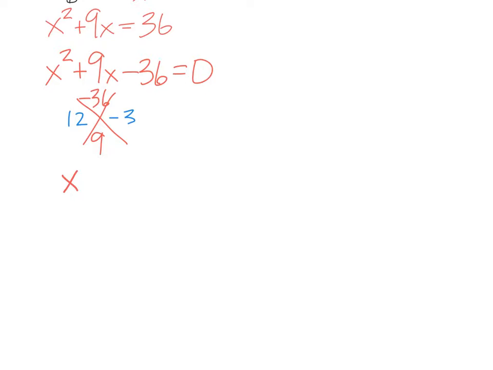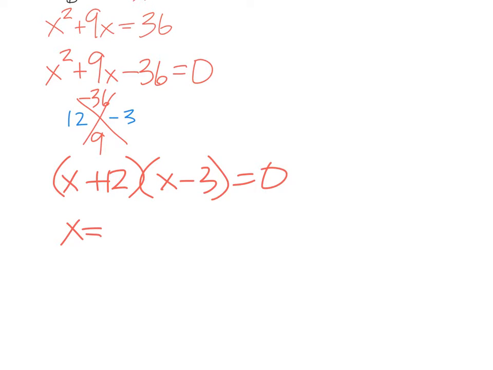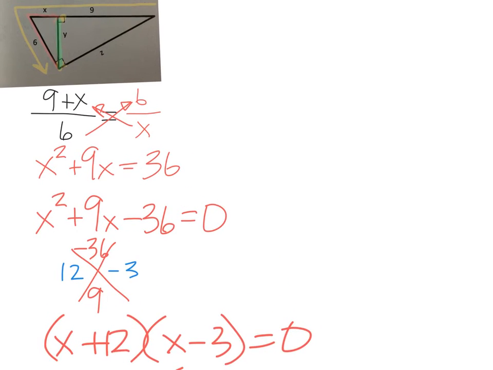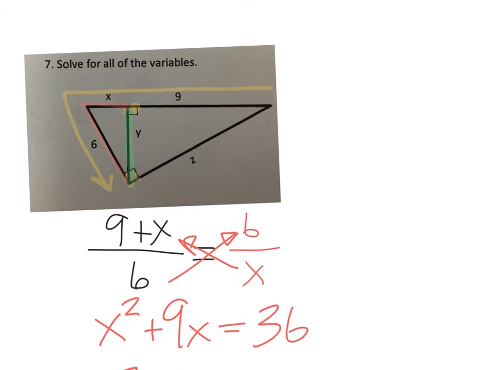So that means x plus 12 is one of my factors, one of my things that I have to multiply together, and x minus 3 is the other one. So when I solve these, I get negative 12 and I get positive 3. So because this is geometry and we can only have positive lengths, we throw out x is negative 12 and we get an x value of positive 3.